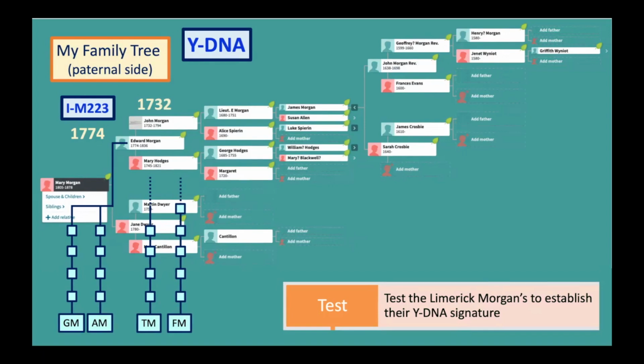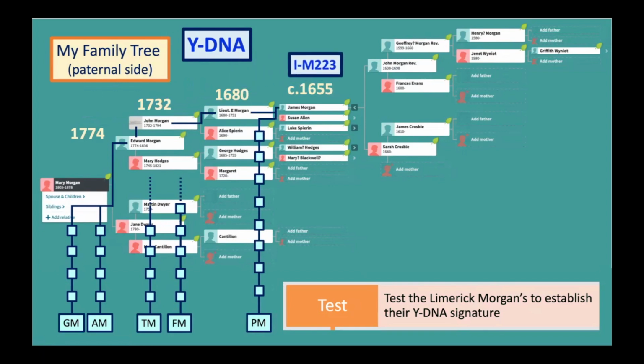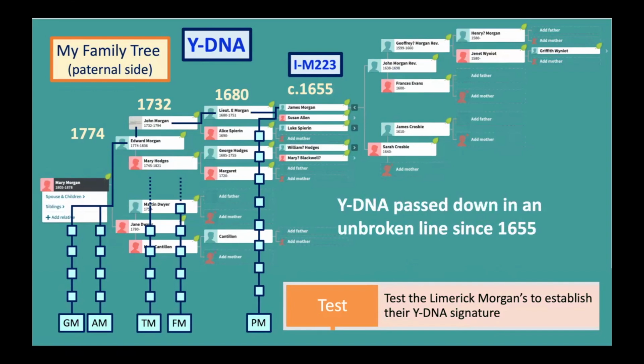Then we found a tree on Ancestry that went back to this chap here, James Morgan, who was born in 1655. They tested on Y-DNA. It was an exact match, and it moved our genetic signature all the way back to the 1650s, again validating the documentary evidence in the family tree. So that was a very, very useful way of confirming that the genealogy was accurate and valid back to the middle of the 1600s.